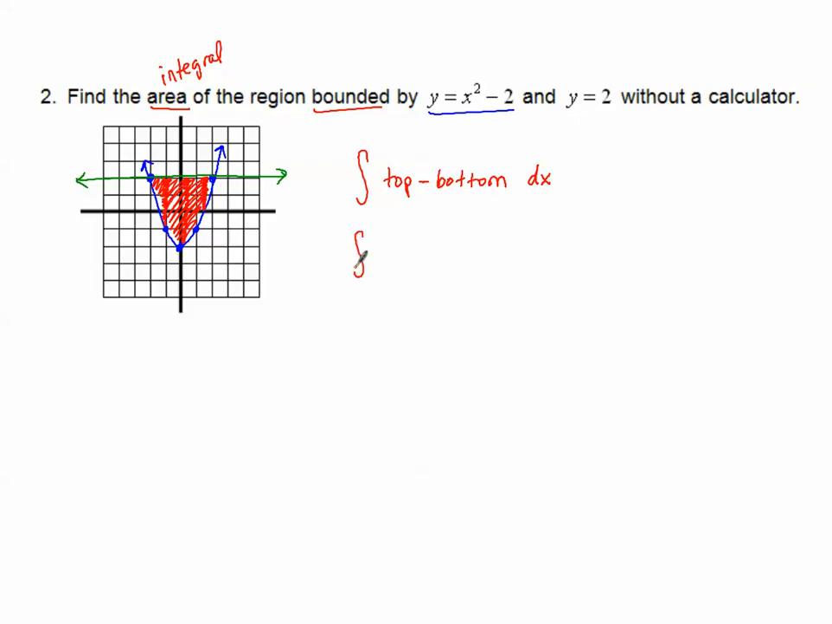Now I'm going to plug in what I have. This time the top one is the green one, so that's 2 minus the bottom one, the parabola, x squared minus 2, and with respect to x. Now I figure out where it starts and stops. Here the region starts at -2 and the region ends at +2. -2 to 2, and I evaluate my integral and I call it a day.